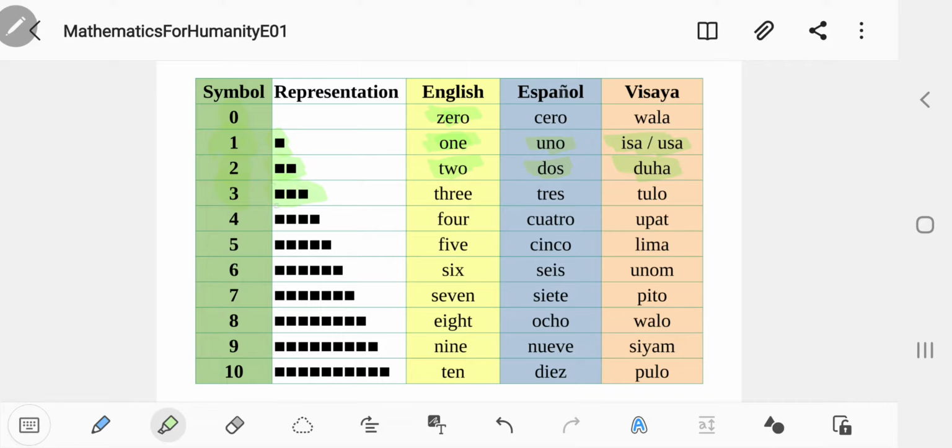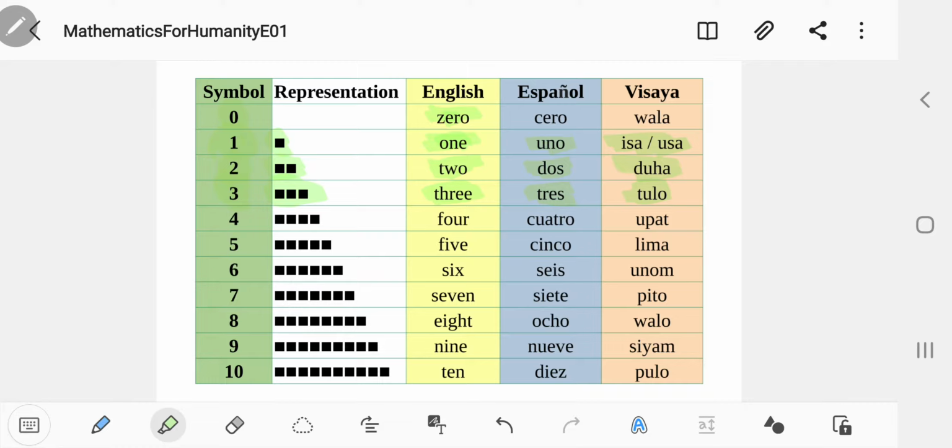In figures, you have 3 black boxes there. I used to represent the idea of that number. And then it's called 3 in English. In Espanol, tres. Sa Bisaya, gitawag na siya og tulo.